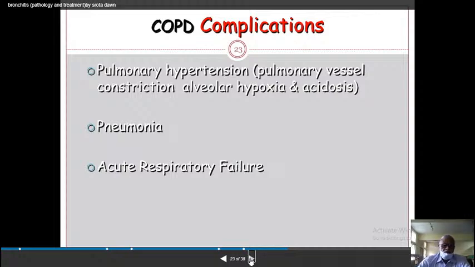Then you have COPD and its complications like pulmonary hypertension, pulmonary vessel constriction, and alveolar hypoxia. It leads to acidosis in these patients because of retention of hydrogen ions, which are not properly excreted through the breath. Then they can have pneumonia, and acute respiratory failure also can result due to COPD.